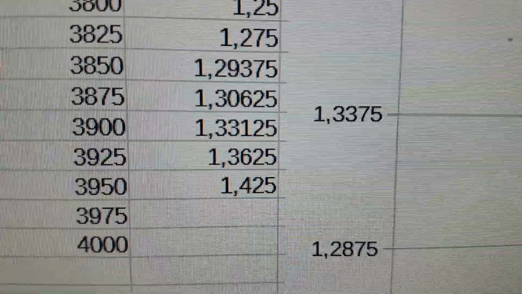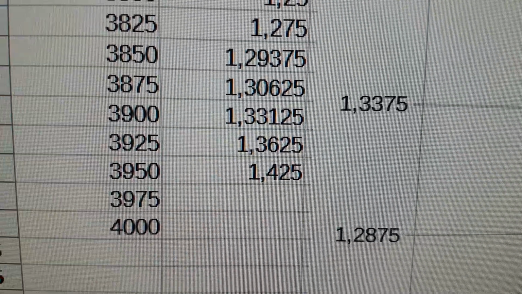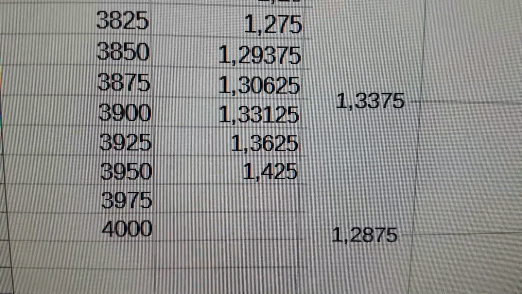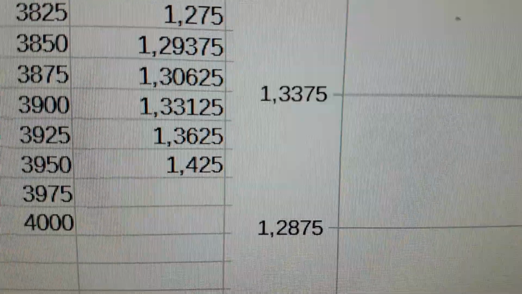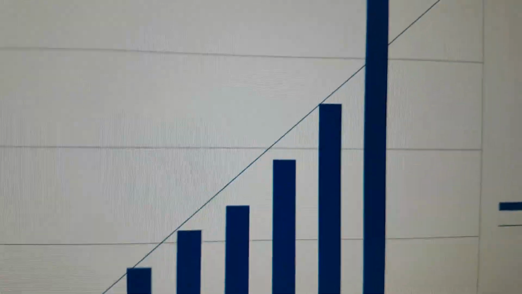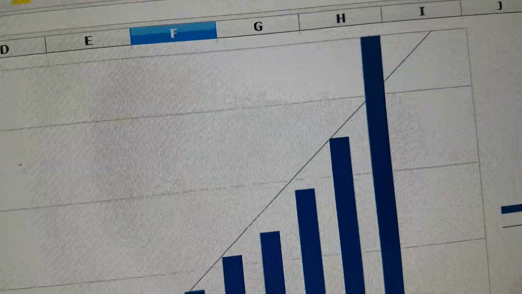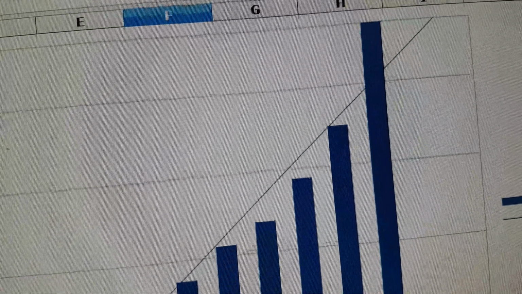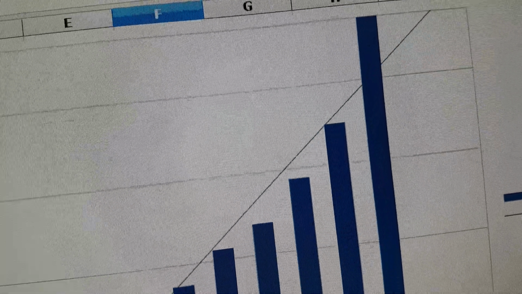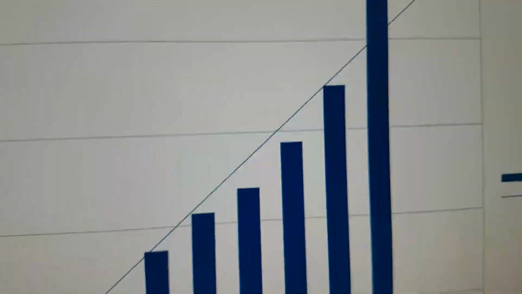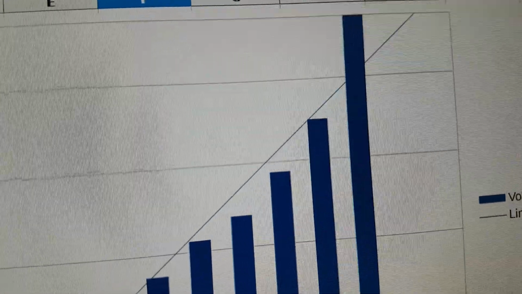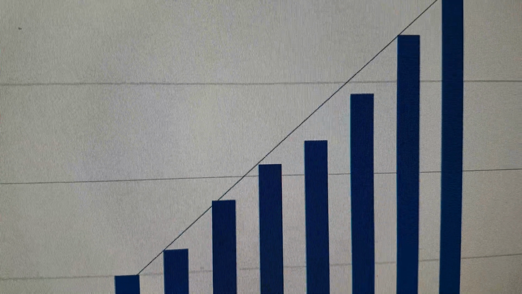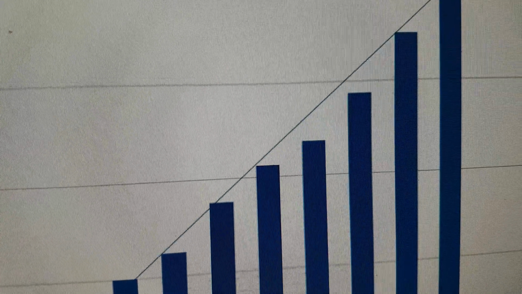3.925 gigahertz to 3.950 gigahertz, the voltage bump is really steep, and I was lucky to be able to make 3.95 gigahertz on such a voltage there, because had I had to go any higher, then I would have had to settle for 3.925 gigahertz.